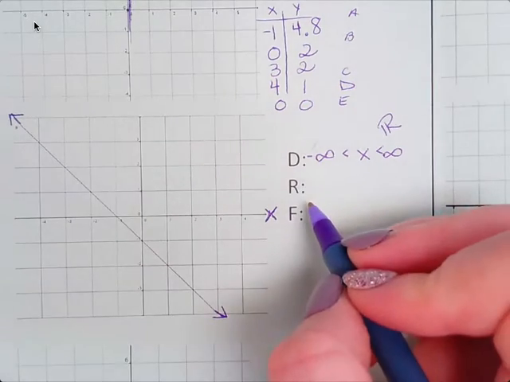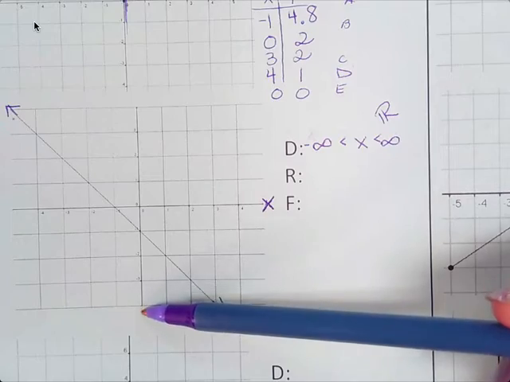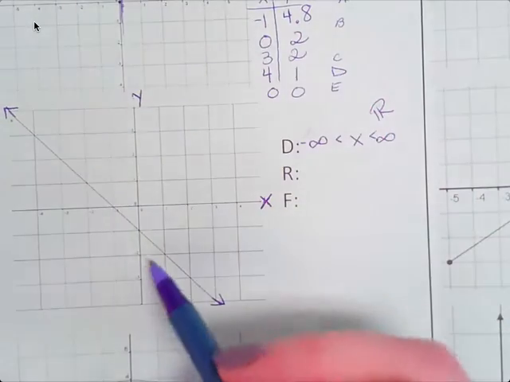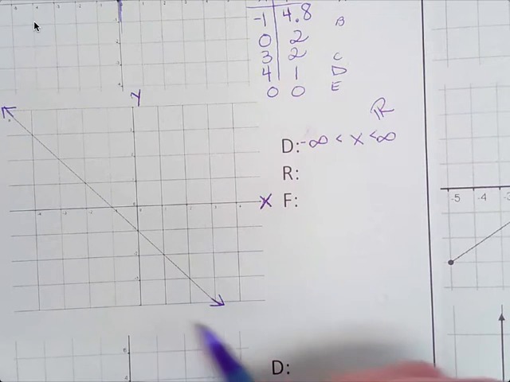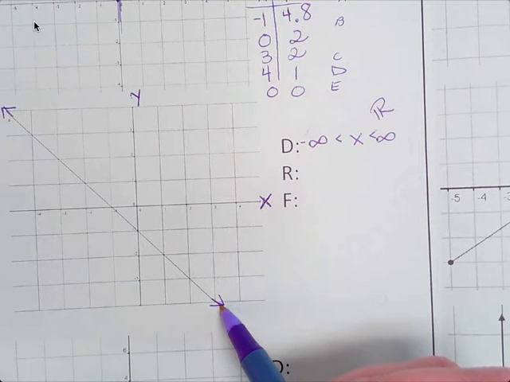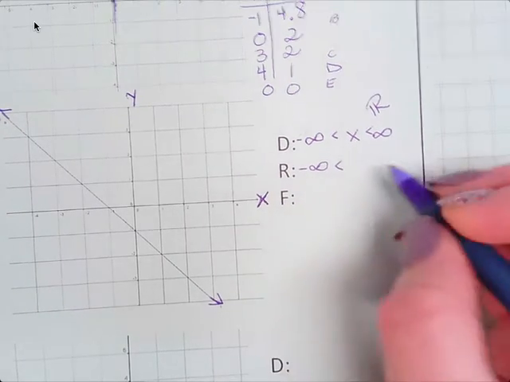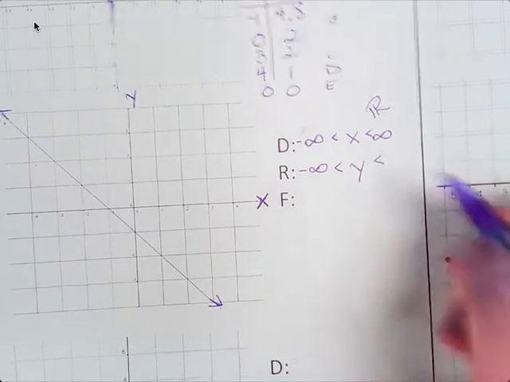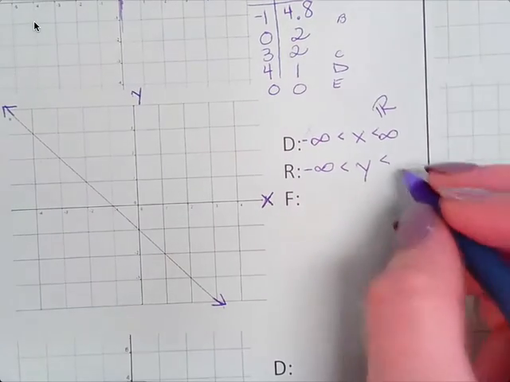And then the range is how far down does it go? If we look at our y values, it's going to keep on going down to negative infinity. And range is dealing with our y's. And then if we go up, what does it go to? Infinity again.